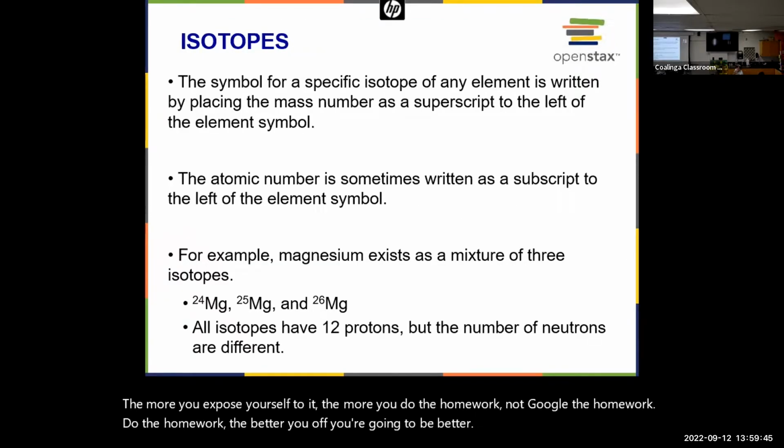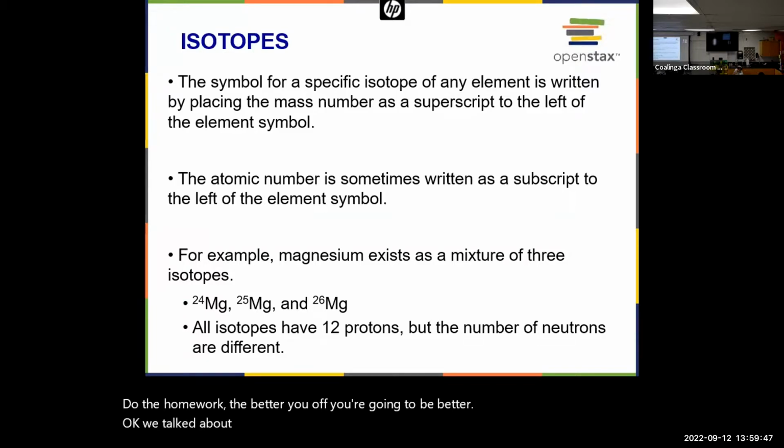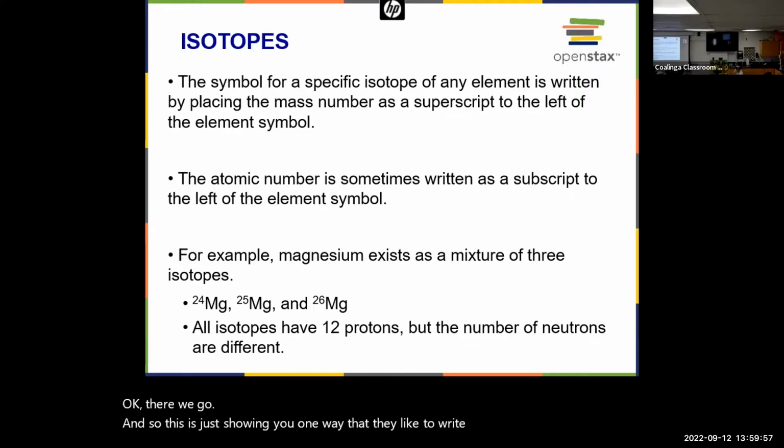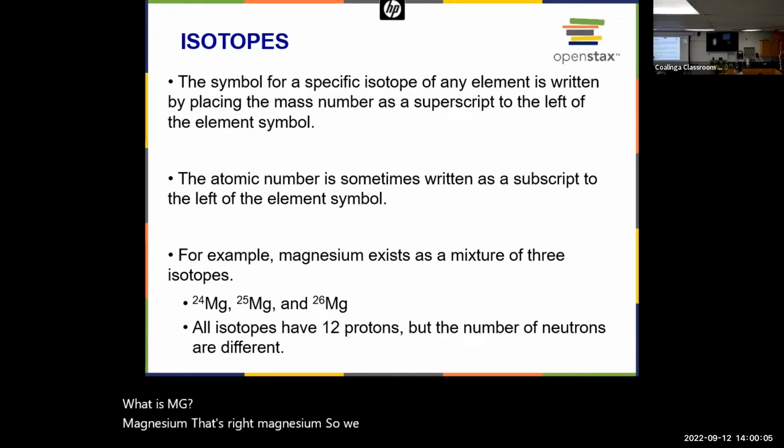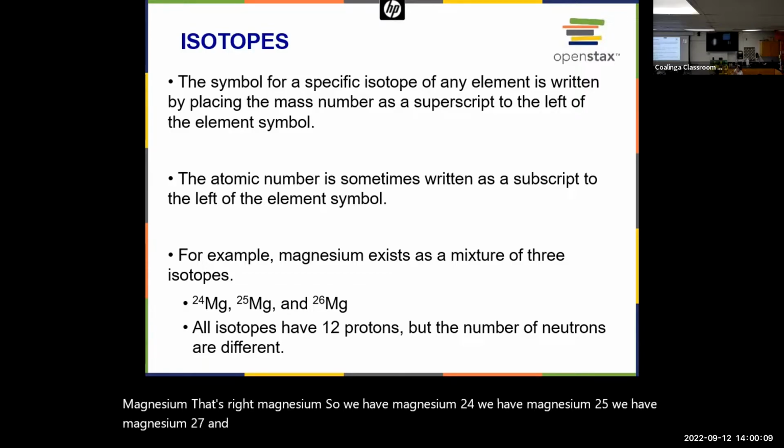Okay, we talked about isotopes. What is the definition of an isotope again? Okay, there we go. This is just showing you one way that they like to write it. Here's an example. What is Mg? Magnesium, that's right. So we have magnesium 24, magnesium 25, magnesium 26. And that's what their names would be.